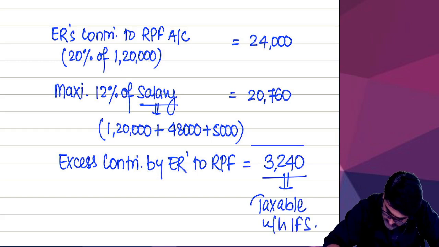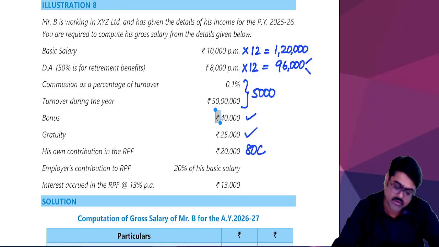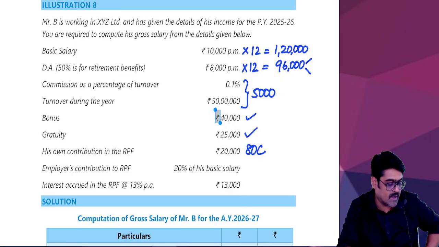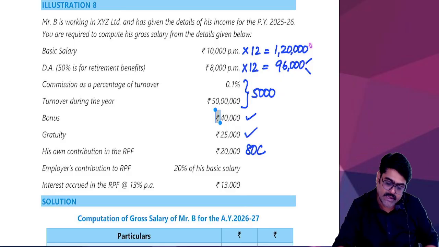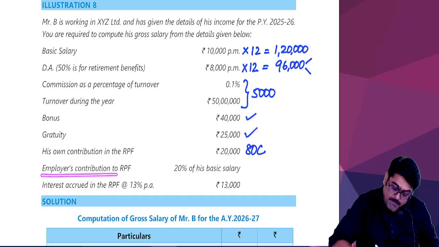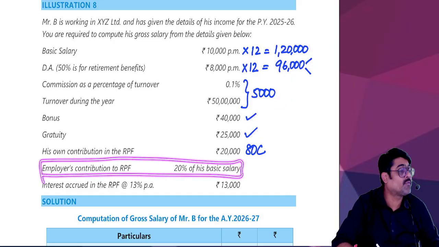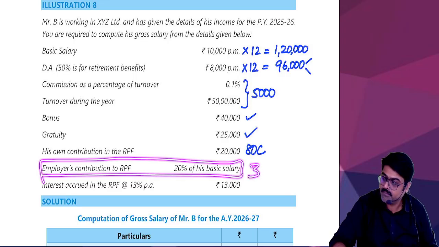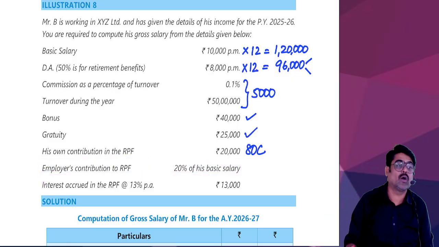Income from salary. So when you are calculating your salary in your salary statement, you are writing each of these amounts in the salary statement. But employer's contribution in excess of 12%, how much amount are you going to write? 3,240. This amount you are going to write in your salary statement.